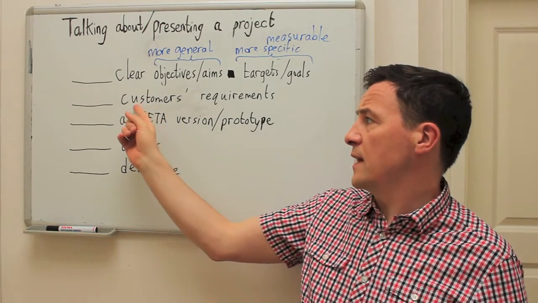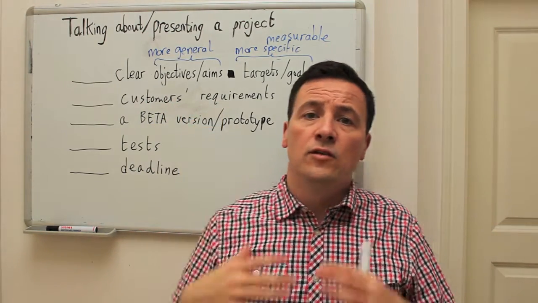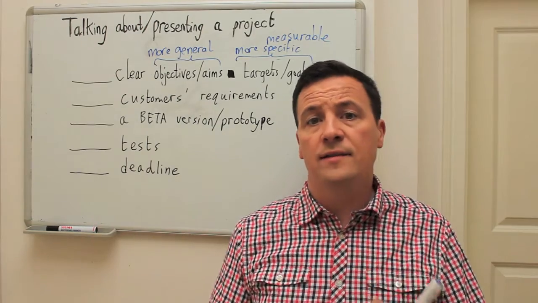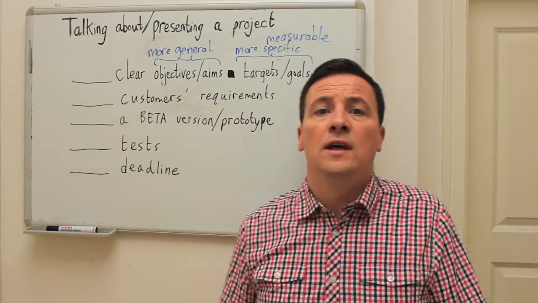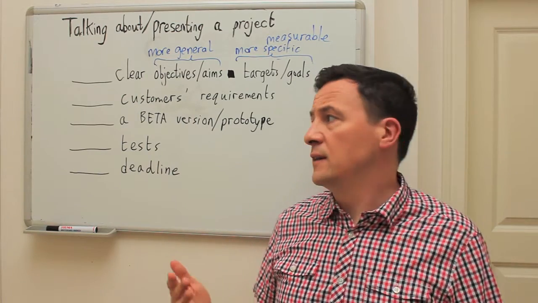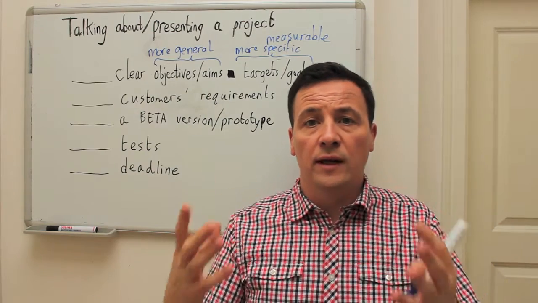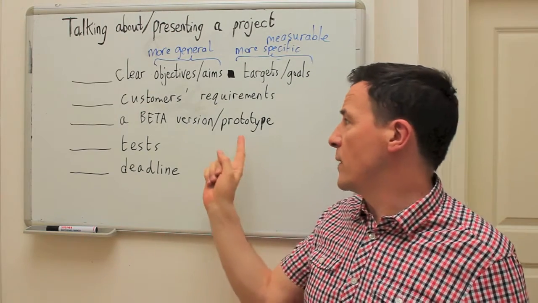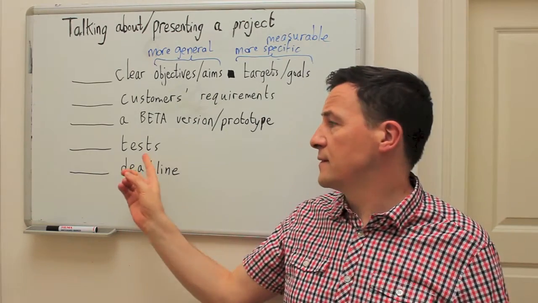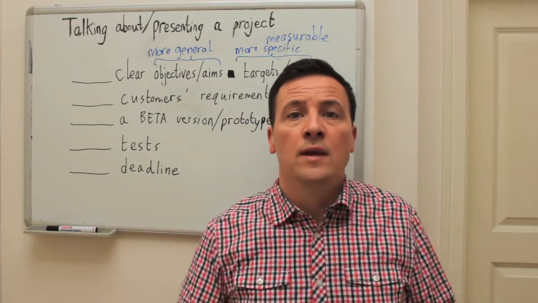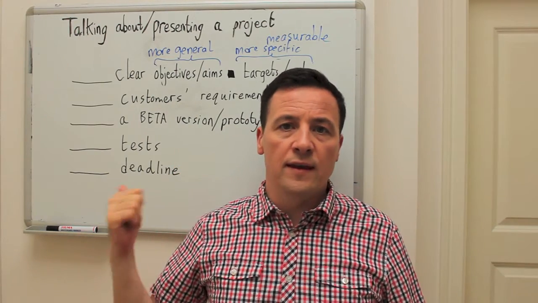So just moving on to this next one here, these words here, customers' requirements. So in every project, if you work with clients and customers, they will have needs or requirements. If you're creating an app, you might need to talk about a beta version, or if you're creating or producing products, you might need to talk about a prototype. Of course, you'll always have tests and a deadline. So let's have a little think about what verbs you can use with these words.